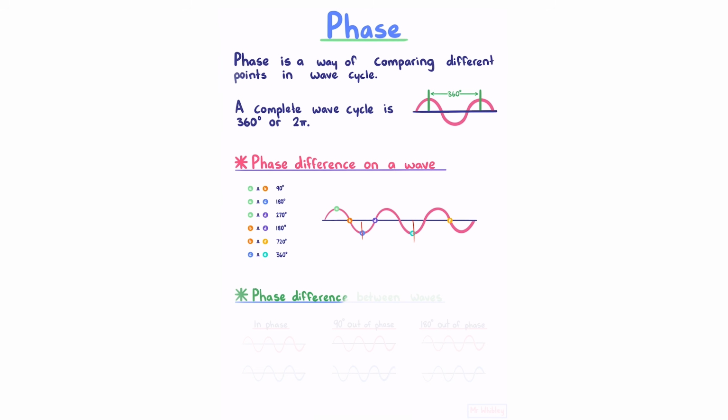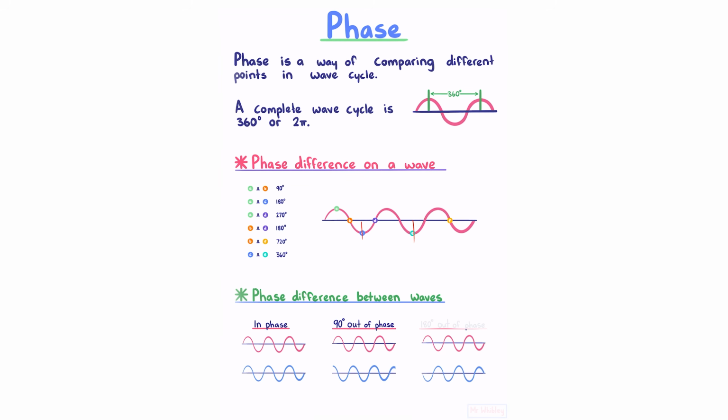Looking at the phase difference between waves, waves are in phase when they line up perfectly. However, if we were to shift one of these waves a quarter of a wavelength forwards or backwards, then they would now be 90 degrees out of phase. Shifting one of the waves by half a wavelength makes the waves now 180 degrees out of phase, so that peaks line up with troughs and troughs line up with peaks.